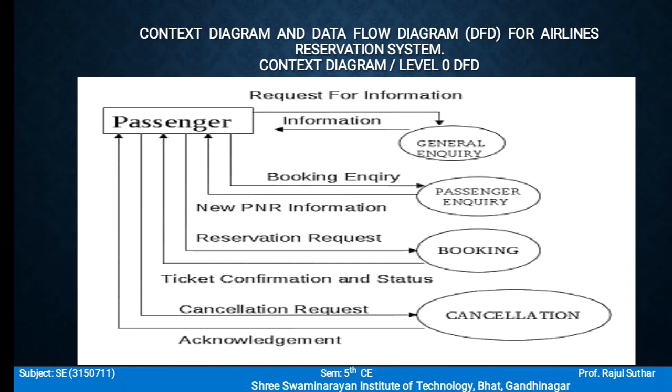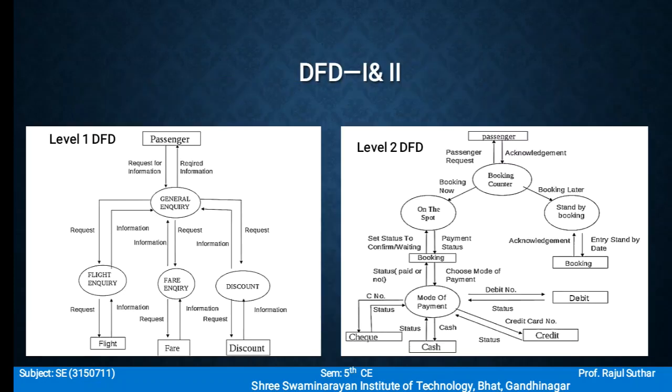Then, at the last step, the passenger also requests the cancellation of a booking. With the cancellation, the acknowledgement is also received by the passenger. So this is the level 0 context diagram. Then level 1 and level 2 DFD.